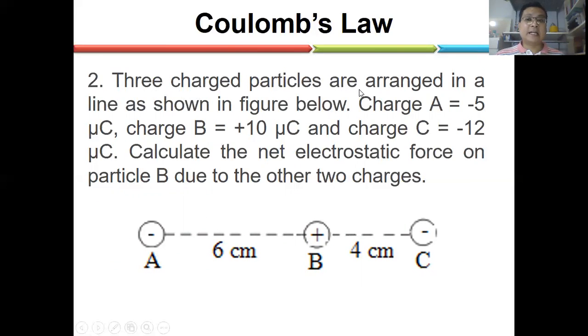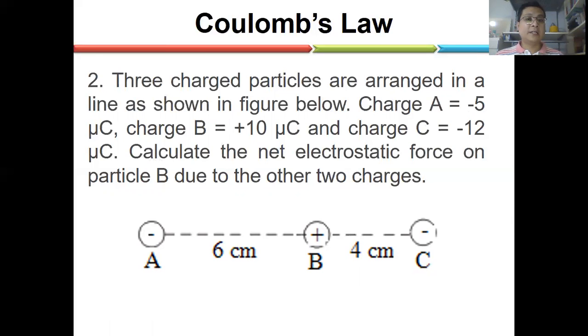Three charged particles are arranged in a line as shown in the figure below. Charge A is negative microcoulomb, charge B positive microcoulomb, and charge C negative 12 microcoulomb. So we have three charges A, B, and C. Calculate the net electrostatic force on particle B due to the other two charges. The distance between A and B is 6 centimeter, while B and C is 4 centimeter.